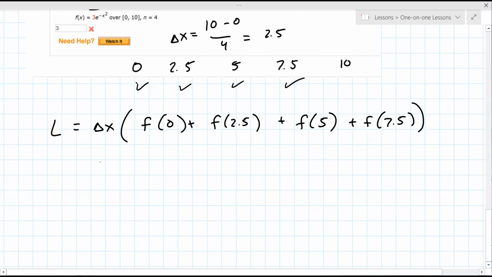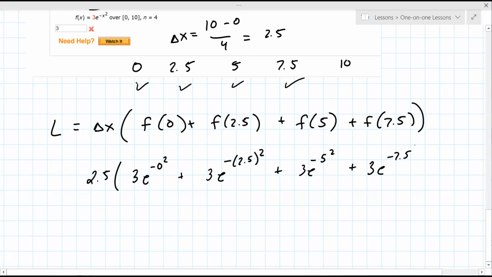And you're right, you will get some things that aren't great. So delta x is 2.5 over here. f of 0 is 3e to the minus 0 squared, plus 3e to the minus 2.5 squared, plus 3e to the minus 5 squared, plus 3e to the minus 7.5 squared. I don't know why I put that in parentheses; it doesn't need to be. And you get whatever you get when you do all that. Right. I think I did that, but I don't know. Yeah, I mean, this is pretty calculator intense for that.